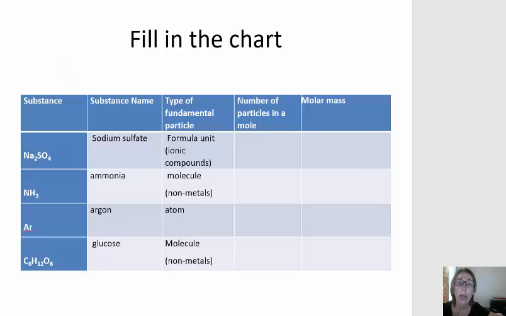Now, what I want you to do right now is think about the number of particles in a mole and molar mass, and put it all together in this chart. So pause the video and determine the number of particles, formula units, molecules, or atoms of each substance, and then calculate the molar mass for each. So pause the video.